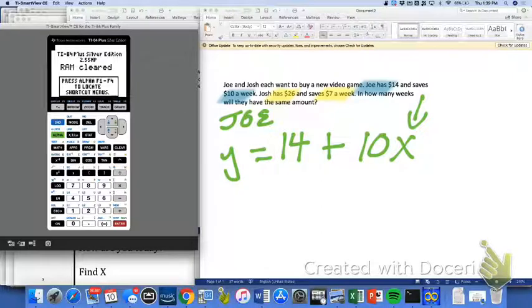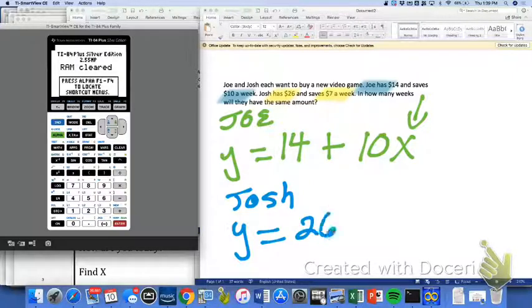This is old news to us. We should be knowing how to do these. That's why I'm going through this pretty quickly. For Josh, it's a similar equation. Y is still going to represent the amount of money he has. He started off, however, with $26, plus he's saving $7 per week. Now, you'll notice I didn't write it in exact slope-intercept form. You could have done it either way. Your calculator will accept this. If you want to do Y equals 10x plus 14, switching the order, you can. But your calculator will take it like this.